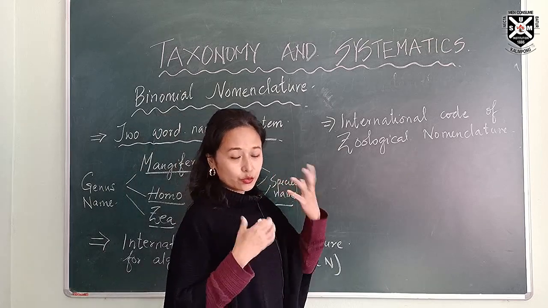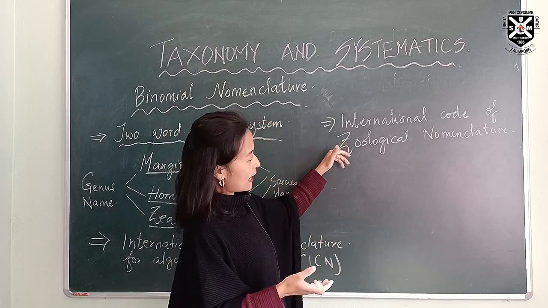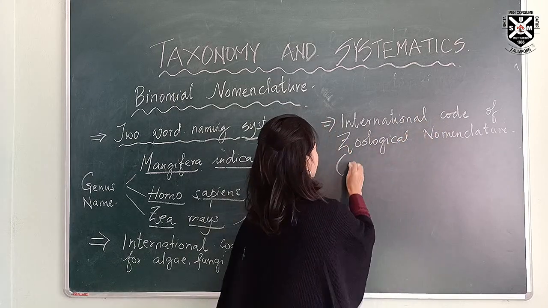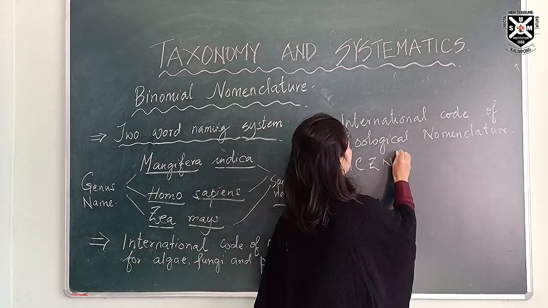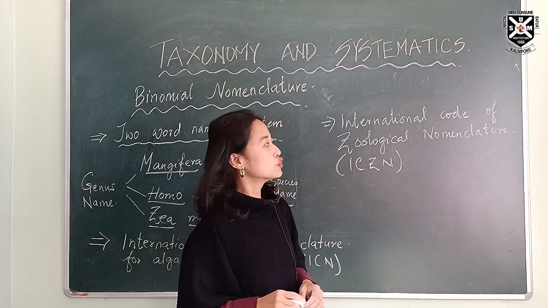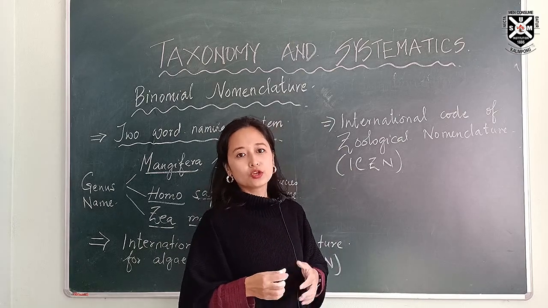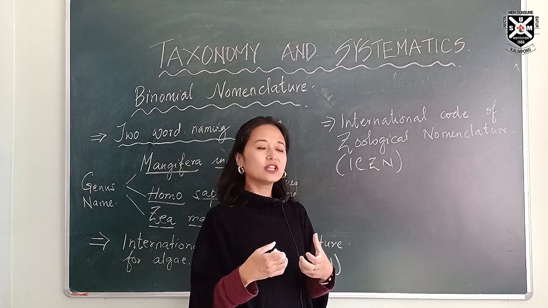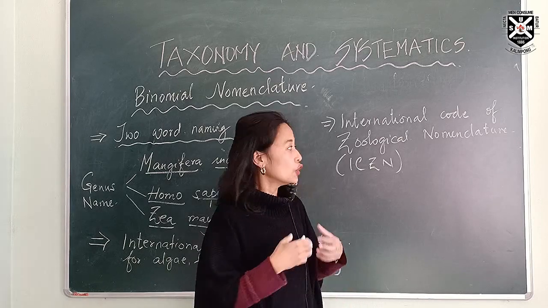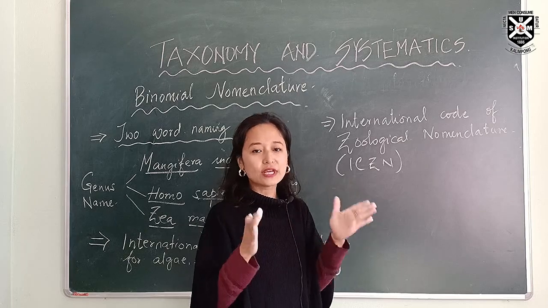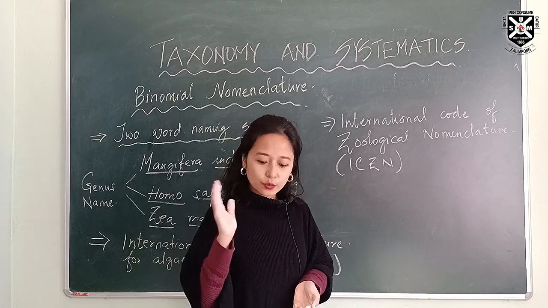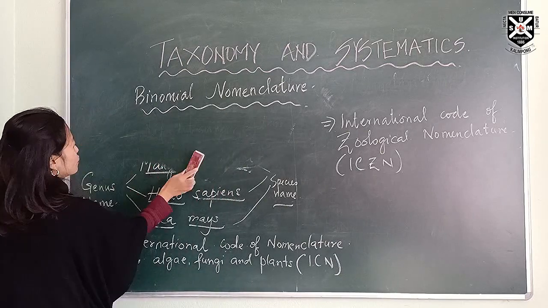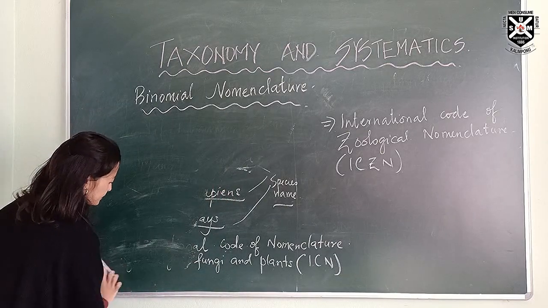The rule set for animals is the ICZN, that is, International Code of Zoological Nomenclature. So just remember that while you are giving scientific names to organisms, you have to follow certain rules and regulations. We will now discuss the different rules of nomenclature.